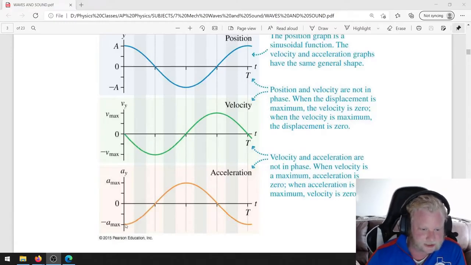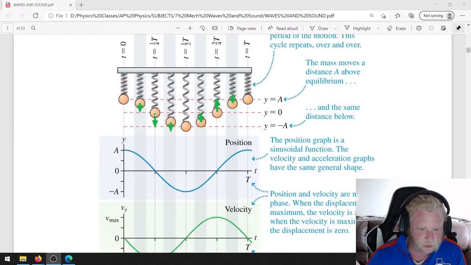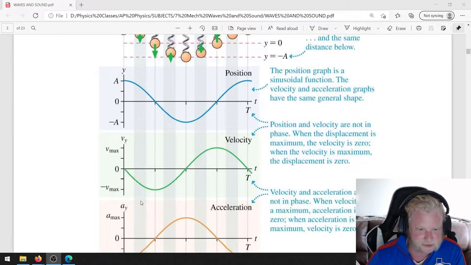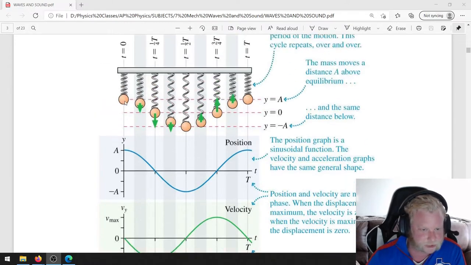So your acceleration is maximum when it's changing directions, and at the equilibrium positions, your acceleration is 0. Now let's talk about direction here. Why is the acceleration negative between the amplitude and your equilibrium position? Well, it's negative because it's speeding up in the negative direction, right? Or if you just look at the picture, it's speeding up right here in the negative direction, downwards.